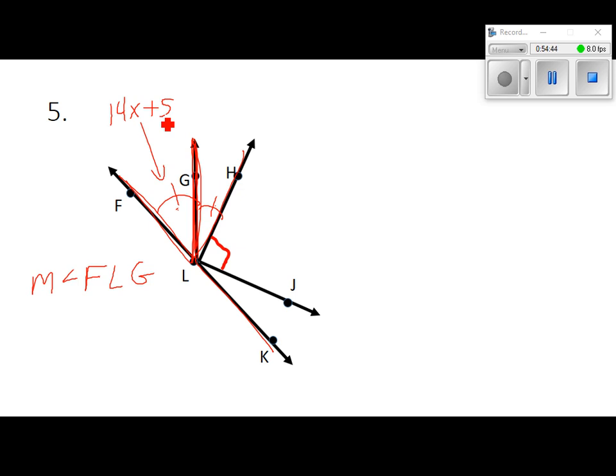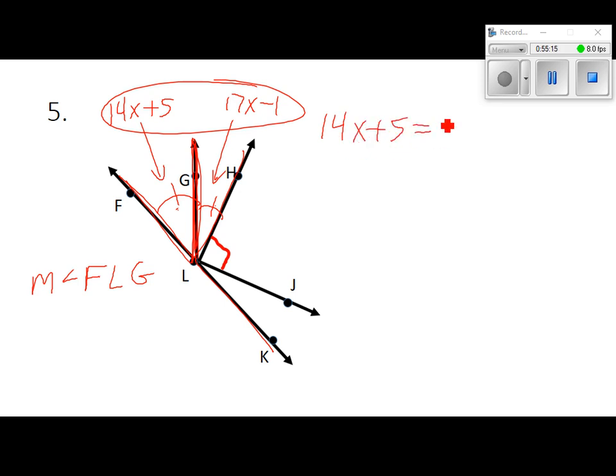Then they tell us that the measure of angle HLG, that's this angle right here, is 17x minus 1. What do we know about those two angles? They're congruent, they're equal. So what are we going to do with these two expressions? Set them equal: 14x plus 5 equals 17x minus 1. And we're going to solve that. Solve it there on your paper, while I'm looking back at the book and seeing what they ask us to find.